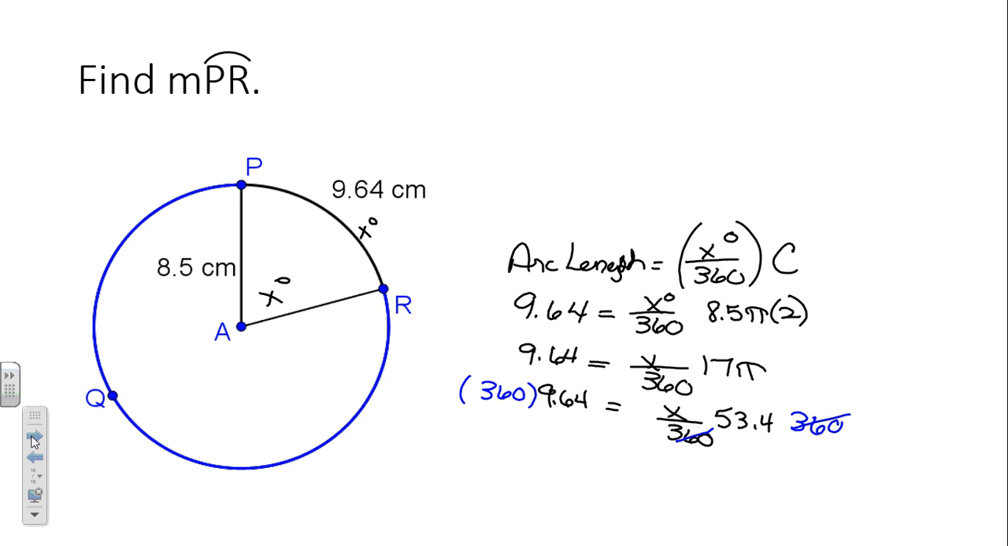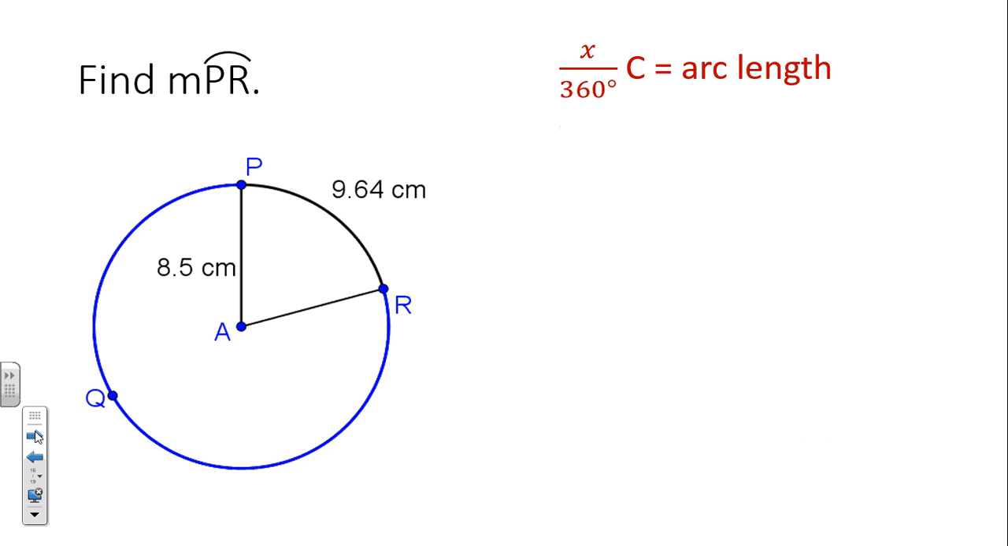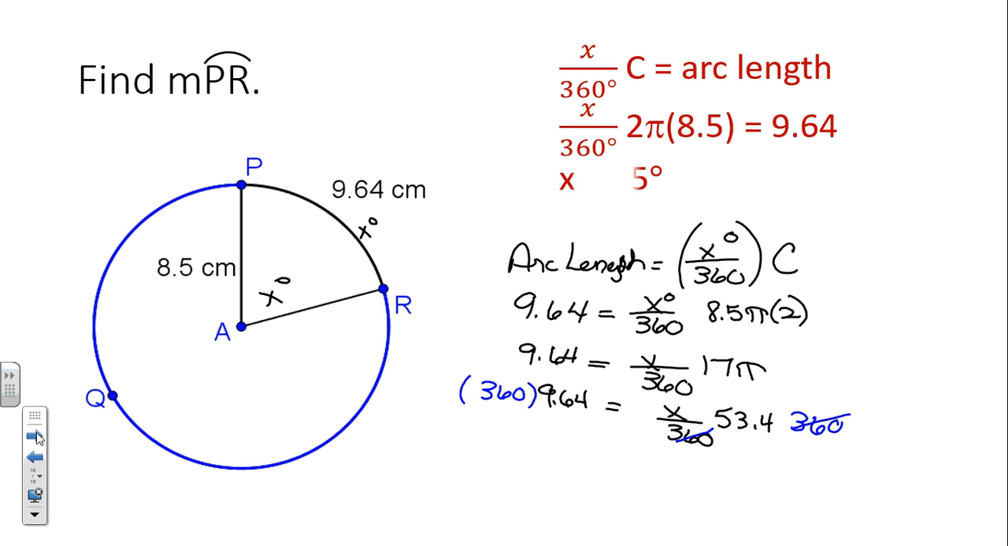Yep, 3,470 sounds right. And then what do we have to do to get the x by itself finally? Not subtract, but divide. Yep, divide by 53.4. And we end up with 65 degrees. Okay? Questions on this one?